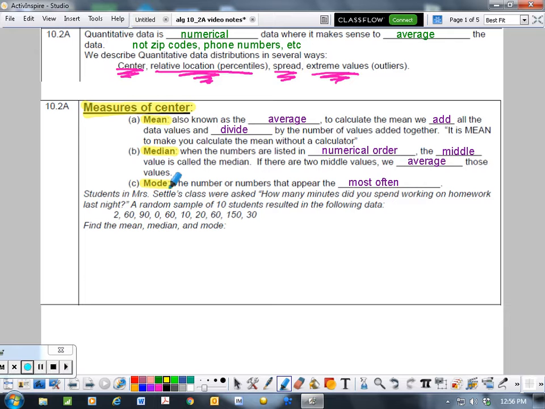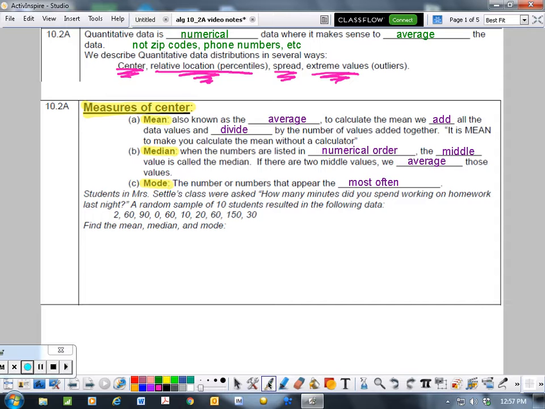And so the mean is known as our average. To calculate the mean, we add up all the data values and divide by the number of values that we added together. And we try to remember this because it is really mean to make you calculate the mean without a calculator. Now the median is found when all the numbers are listed in numerical order, so from smallest to largest, and it is the middle number in the list, and that's called the median. Now if there are two middle values, so an even number of values, then we average the two in the middle, and that gives us our median. And then we have the mode, so the number or numbers that appear most often.